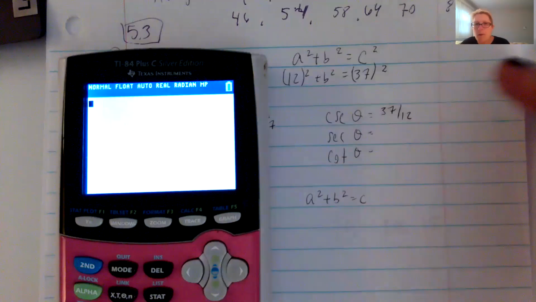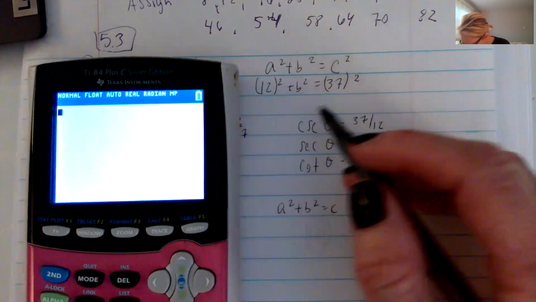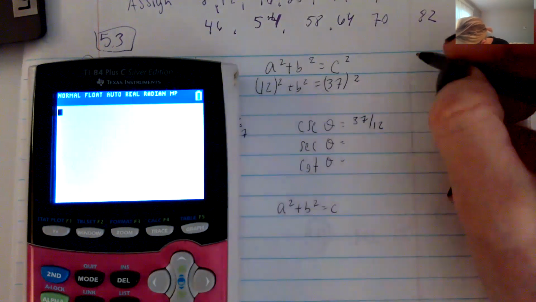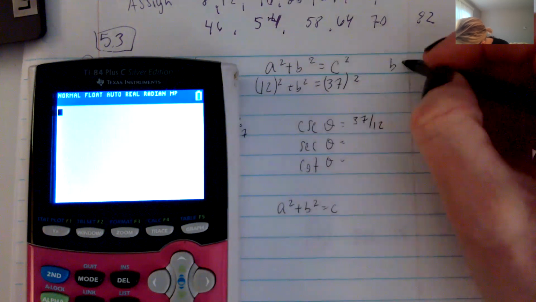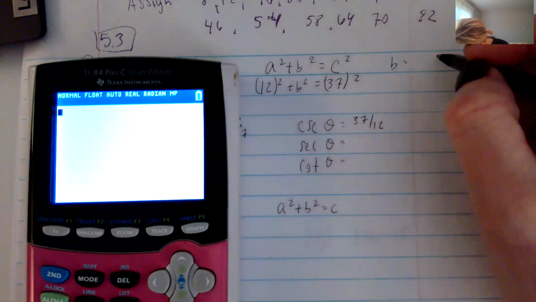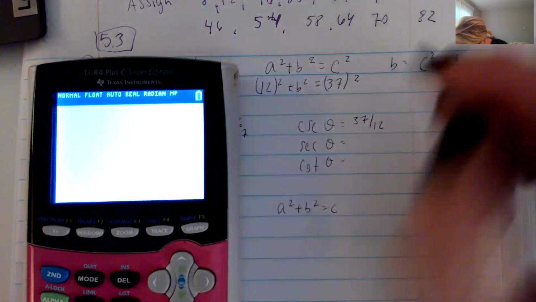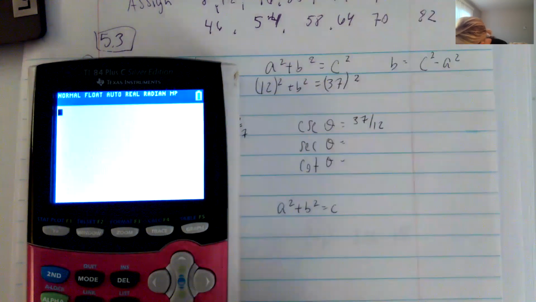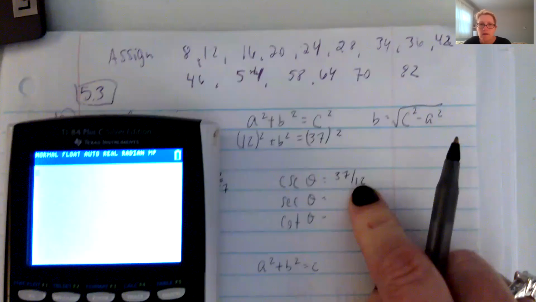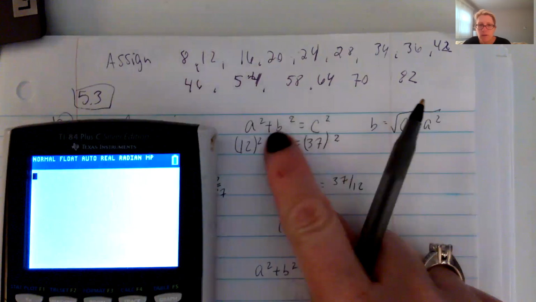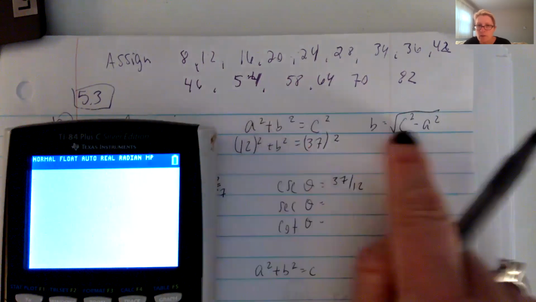So we can come up with a little formula that we can use to help us always solve for the opposite side. So to solve for b, we're going to take c squared and subtract a squared, and then take the square root. So if we want to solve for b, we need to get a squared to the other side. So c squared minus a squared, and then take the square root.